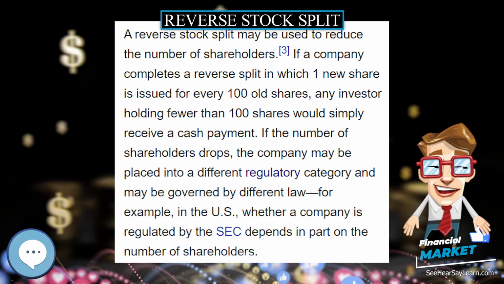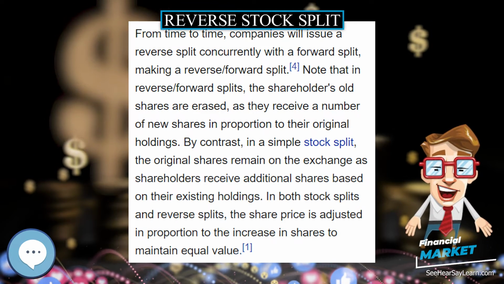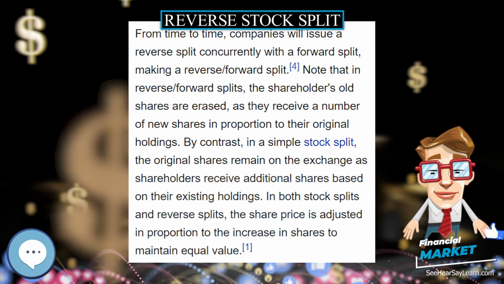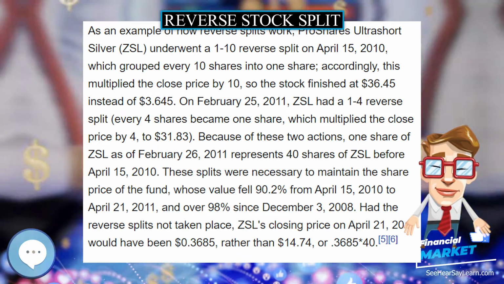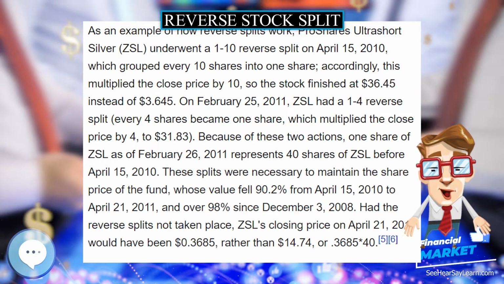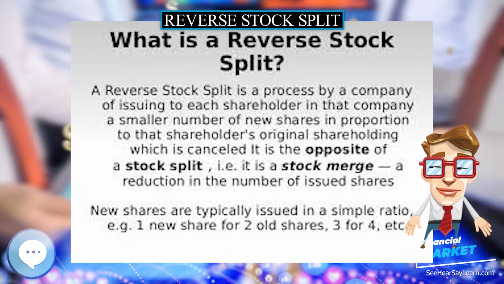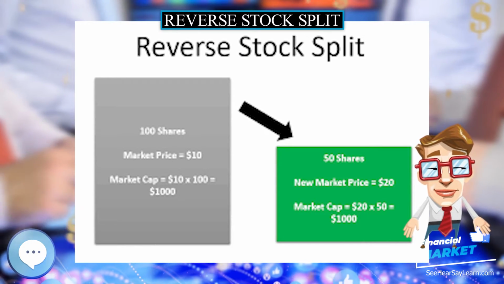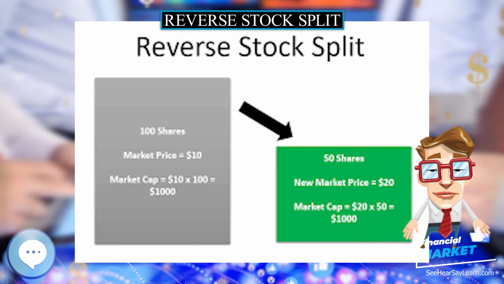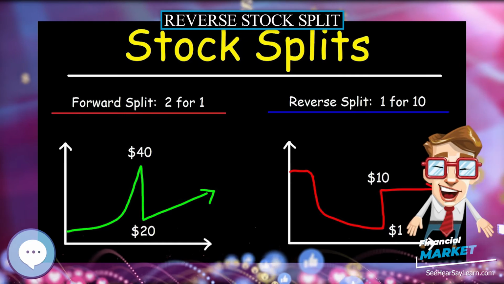New shares are typically issued in a simple ratio, for example 1 new share for 2 old shares, 3 for 4, etc. A reverse split is the opposite of a stock split. Typically, the exchange temporarily adds a D to the end of a ticker symbol during a reverse stock split. Sometimes a company may concurrently change its name. This is known as a name change and consolidation, i.e. using a different ticker symbol for the new shares.